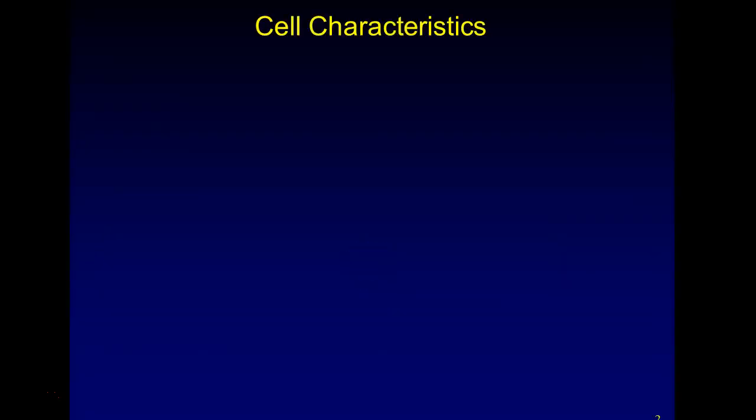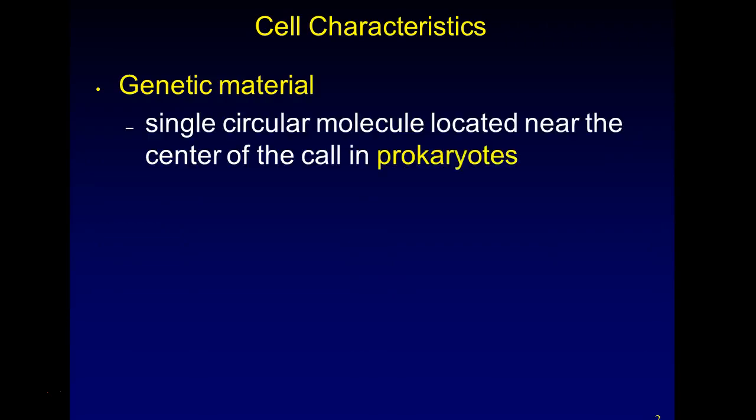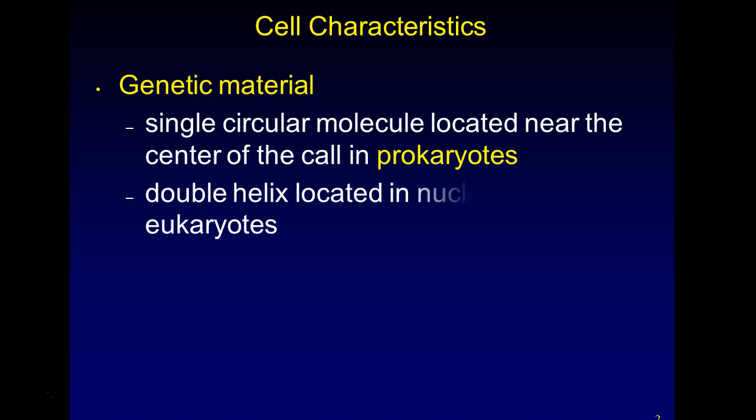Alright, so cells all basically have the same characteristics. They all have genetic material. It could be a single circular molecule located near the center of the cell in prokaryotes. I apologize, the label says call, but it should be cell. There's a double helix located in the nucleus of eukaryotes. So we have two different types of cells, prokaryotes and eukaryotes. We're going to be talking about both types today.